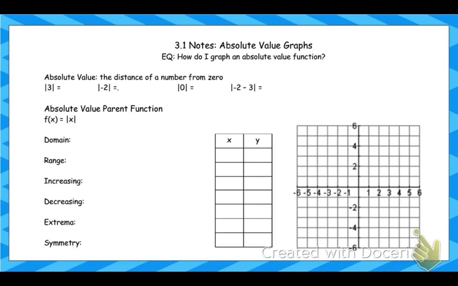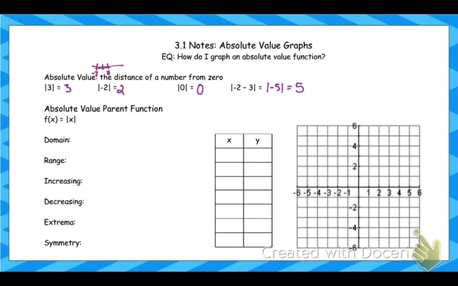So the absolute value of 3 is just 3. But the absolute value of -2 would be +2, because that's how far away -2 is from 0. Absolute value of 0 is 0. And then whatever is inside those absolute value bars, we basically treat like parentheses. So this would be the absolute value of -5, which is just 5.